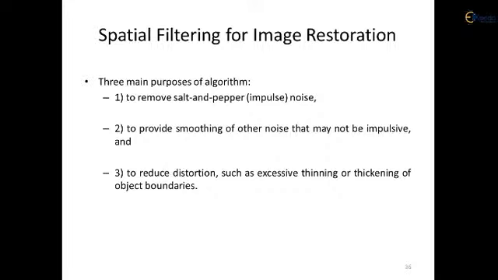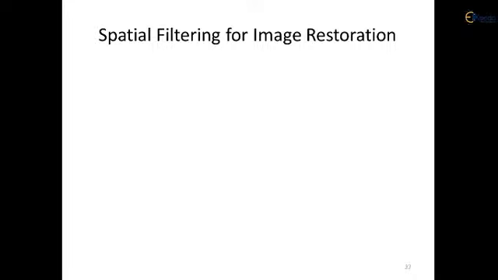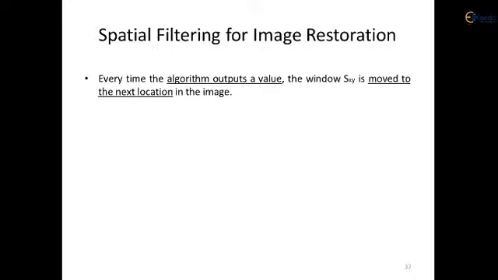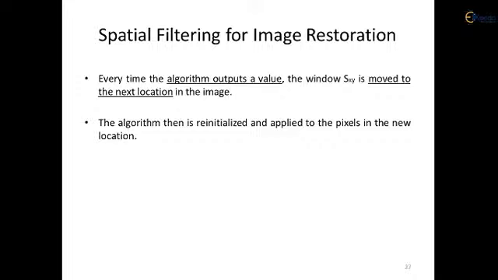Now, every time the algorithm that we have just seen operates and generates a certain value, the window or the neighborhood that we have defined, represented as capital S suffix xy, has to be moved to the next location in the image. I have already made it clear that we have to start at the top left, go in the right direction, and then downwards row by row. The algorithm then has to be reinitiated and applied to the pixels in the new location every time. So this process is very rigorous. It will take time here.